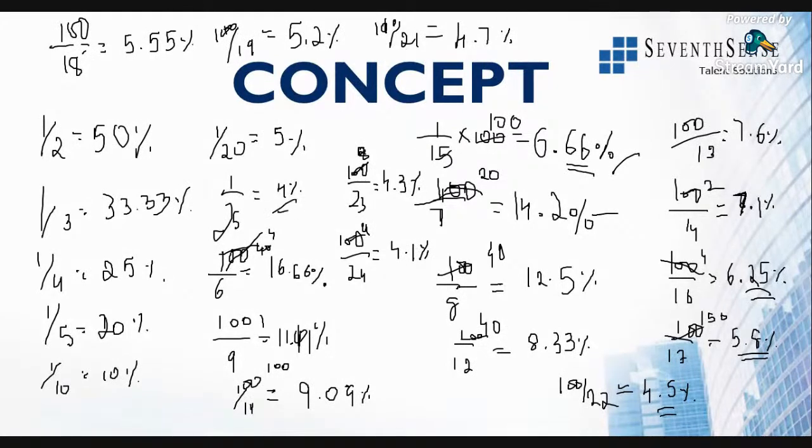Now, if you just observe, right from first till the end, it is reducing, right? 1 by 2 is 50%. 1 is nothing but 100%, right? So from 100%, it is reducing. If the denominator of the fraction increases, the percentage decreases. Clear? So if you know till 1 by 25, it will be very easy to solve.